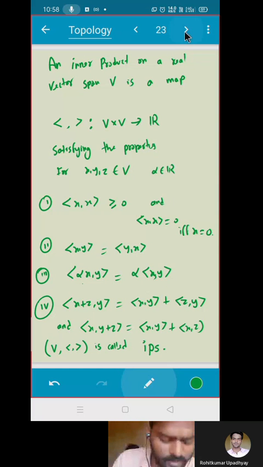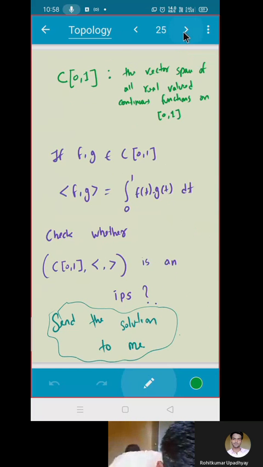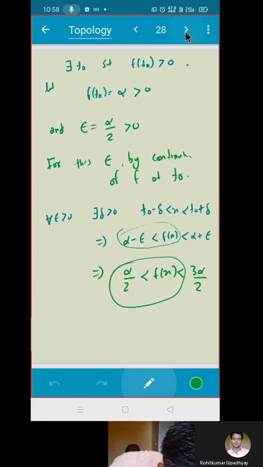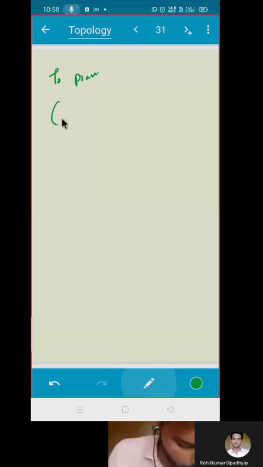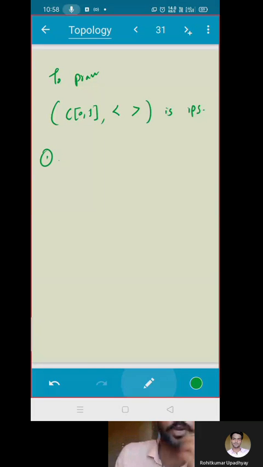Shall we start with the first property? Yes, sir. To prove, what is to prove? The inner product defined is an inner product space, correct? So what is the first step I need to check?